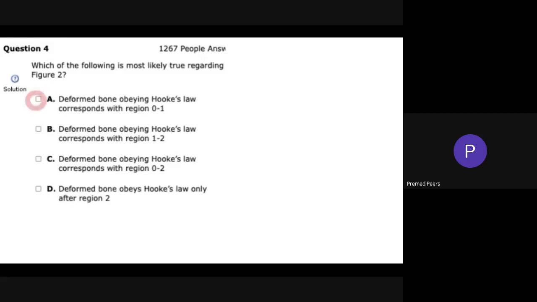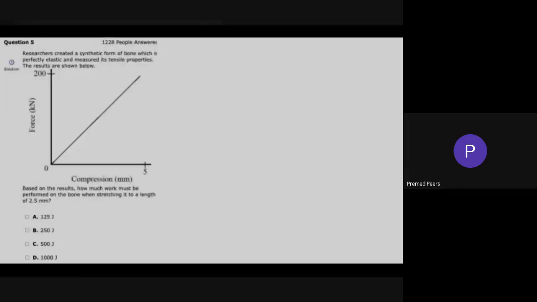Which of the following is, oh, we just did this? Okay. The last question on this passage. Researchers created a synthetic form of bone which is perfectly elastic and measured its tensile properties. The results are shown below. Based on the results, how much work must be performed on the bone while stretching it to a length of 2.5 millimeters? So when you're thinking work and you need to calculate it, what variables are you going to be looking for? Do you know any of the formulas for work?